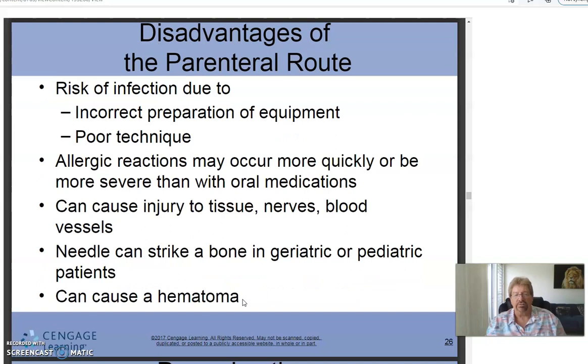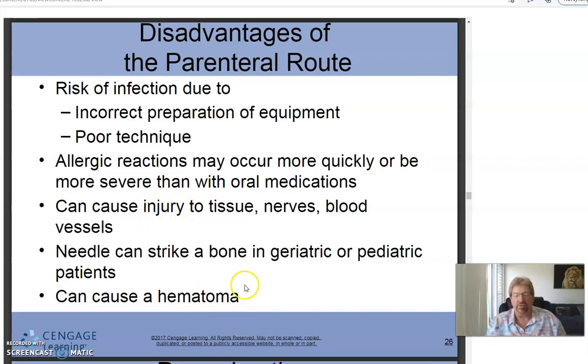Disadvantages. There's a risk of infection, guys, if you don't do it properly. Incorrect technique or equipment, poor technique. You don't wash your hands properly, you don't sterilize things. Allergic reactions may occur more quickly or may be more severe than with oral meds. It can cause injury to tissue, nerves, blood vessels. A needle can strike a bone in a geriatric or pediatric patient. Why them? They don't have much meat.